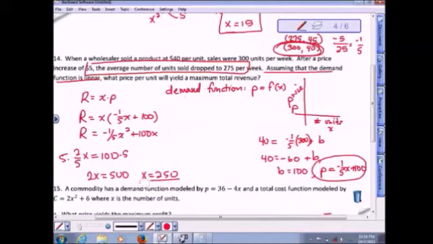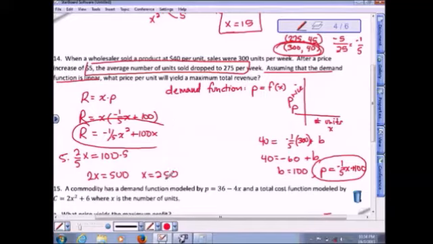Now, I guess technically we should just check to make sure this is a maximum value, but if we go back and look at the original revenue function right here, this is a quadratic function with a negative leading coefficient, which means it's upside down, so it's an upside down parabola. So the vertex is going to be the maximum value.